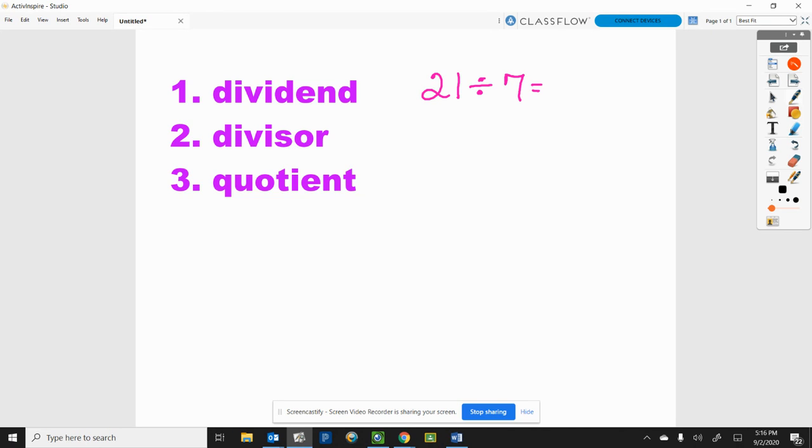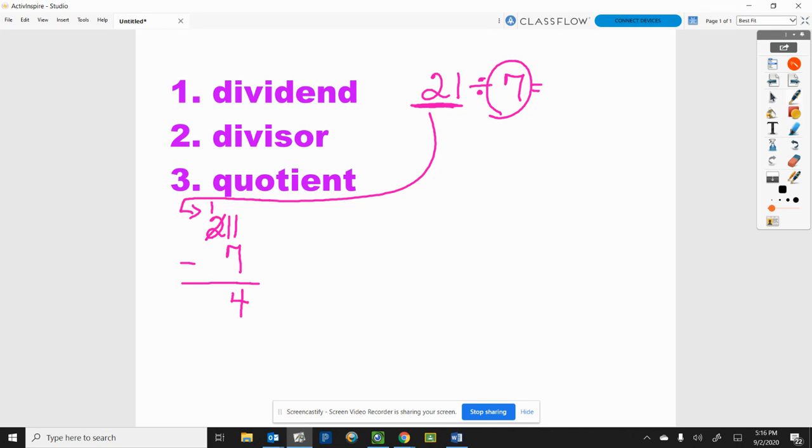So the first thing I'm going to do is take my dividend and start with it. Then I am going to subtract my divisor over and over and over until I get to 0. So if I take my dividend minus my divisor, I have 21 take away 7. I'm going to borrow from my 2. It becomes 1, and I bring that 10 over that I borrowed. Now I have 11 ones. 11 minus 7 is 4. 1 take away nothing is 1. So I have 14.